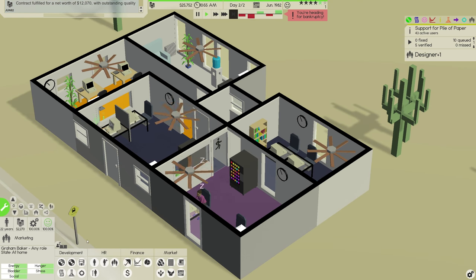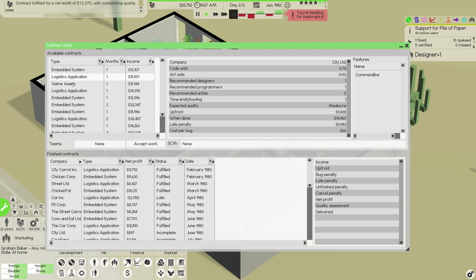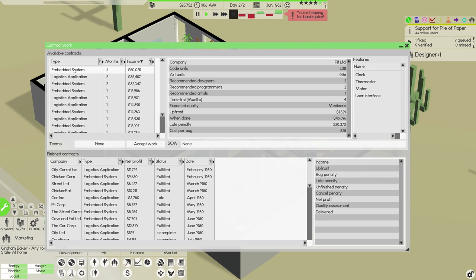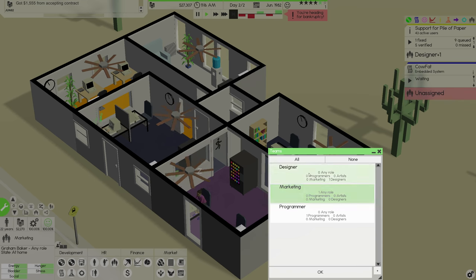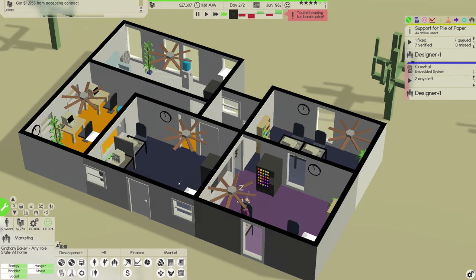We're gonna release Mech Chicken Fan, and believe it or not, I'm not bankrupt just yet. But I'm getting there. It's hard to avoid. So embedded system 3. I don't want to go too crazy, but this looks good, just for 15,000. I don't want to overdo it. I'm going to assign that to design and programming.